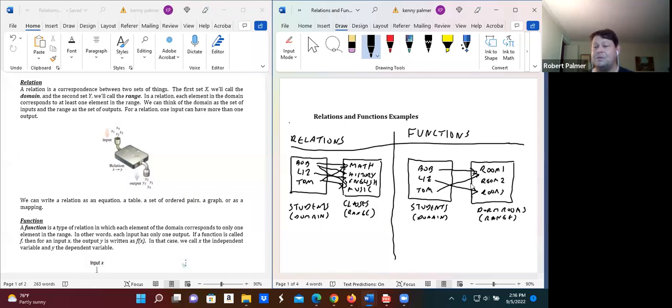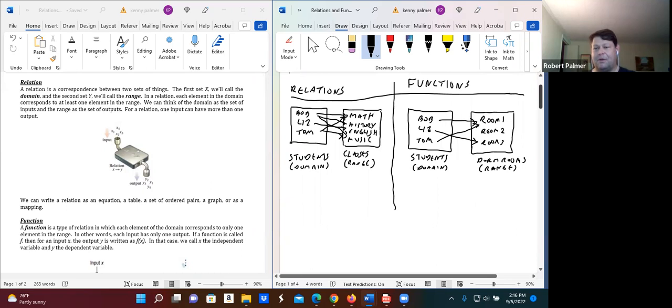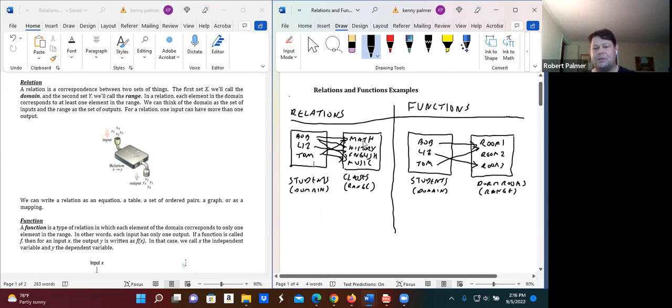Now, if you notice these two, Bob and Tom, go to the same output. That's fine. That's still a function, but we just can't have more than one output for an input. For example, if I try to assign Bob both room 1 and room 2, that would no longer be a function, and it also wouldn't make sense. That's one difference. This is also something called a mapping. So basically it's a picture explaining how inputs are assigned to outputs.